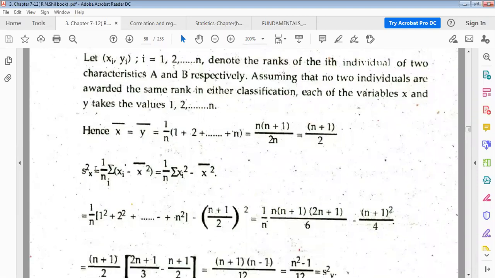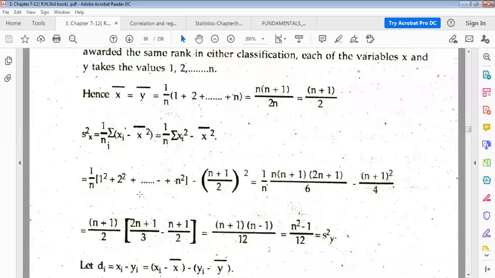The standard deviation formula: 1 by n summation xi minus x bar whole square, and this can be written as 1 by n summation xi square minus x bar whole square. Now 1 by n summation xi square is 1 square plus 2 square plus dot dot plus n square, and x bar whole square means n plus 1 by 2 whole square.